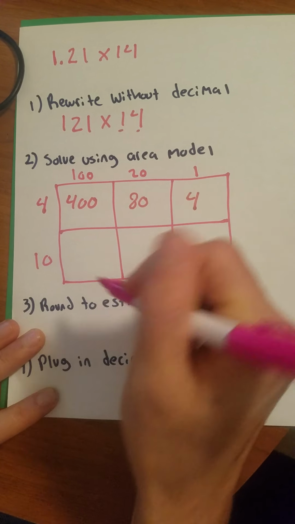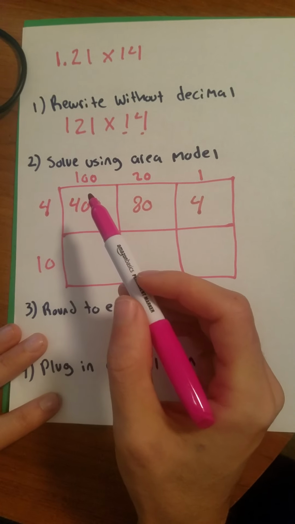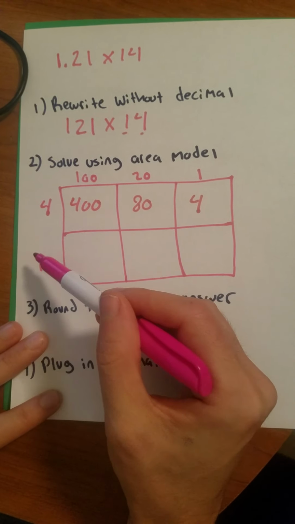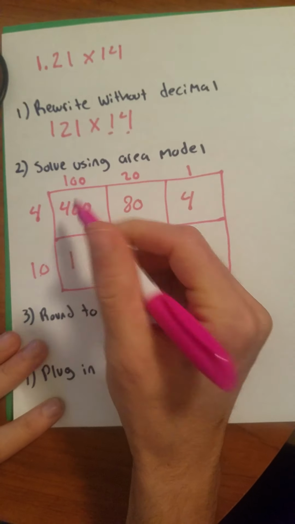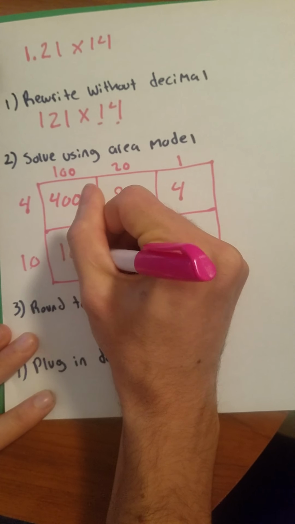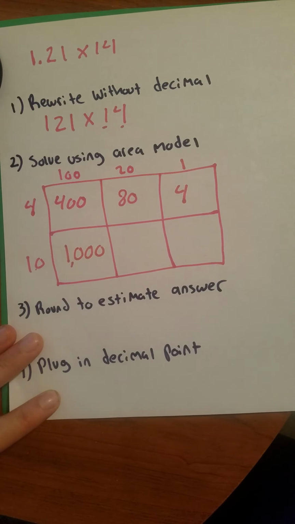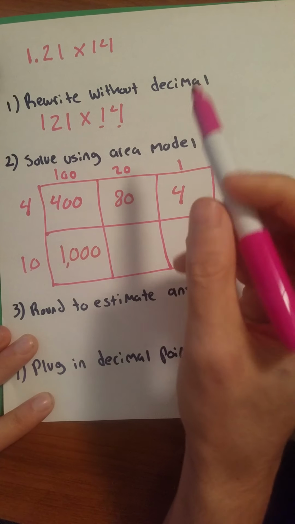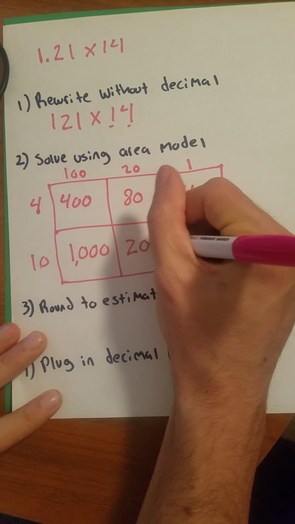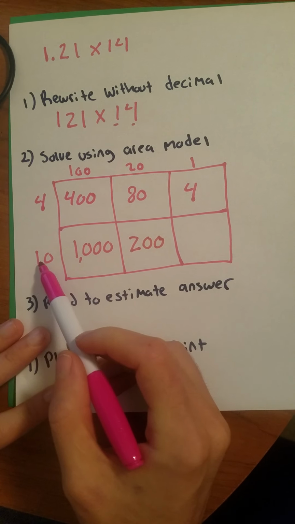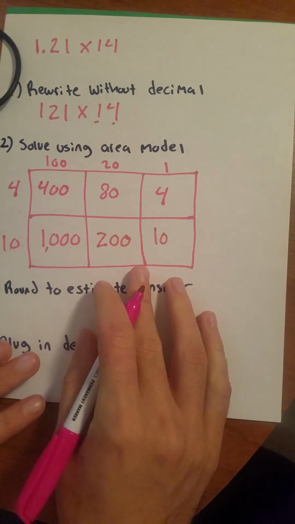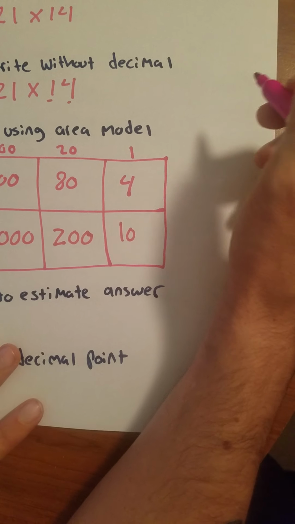I have to do the same thing for 10 times each of the numbers on top. 10 times 100, again, I'm going to multiply my non-zero numbers. 1 times 1 is 1, and then tack on the 3 zeros. 2 zeros in 100, 1 zero in 10. That gives me 1,000. Same strategy here. 1 times 2 is 2. Tack on the 0 from 10 and the 0 from 20. That's 2 zeros to give me 200. And then 10 times 1 is 10. My final step is going to be to add all of these numbers together.